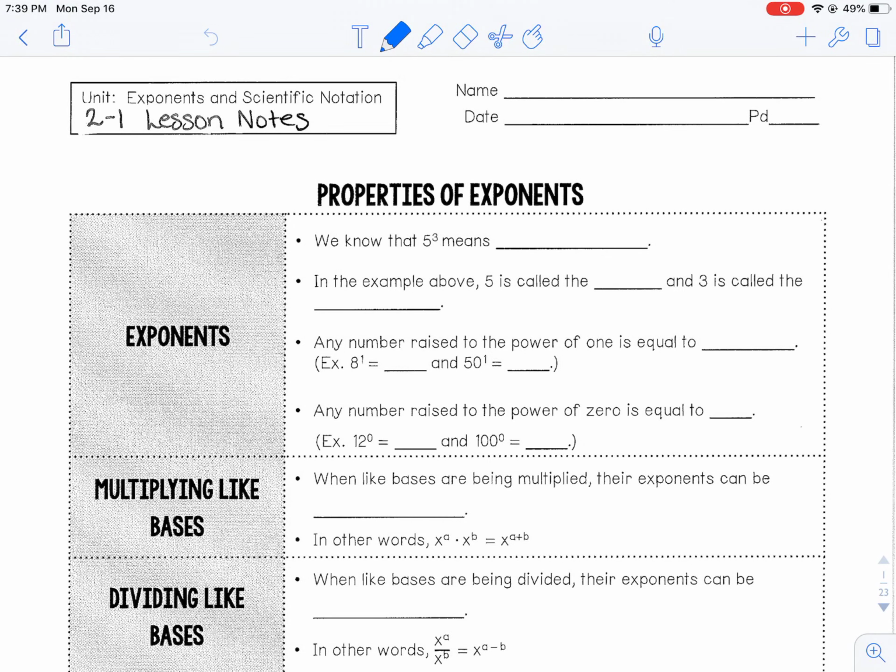Our first rule is any number that is raised to the power of 1 is equal to itself. For example, 8 to the first power is equal to 8. 50 to the first power is equal to 50.